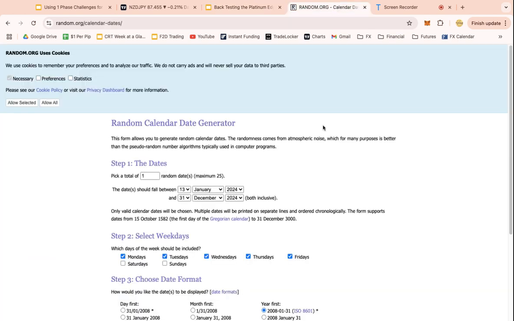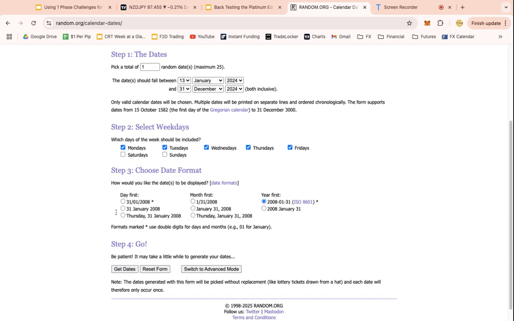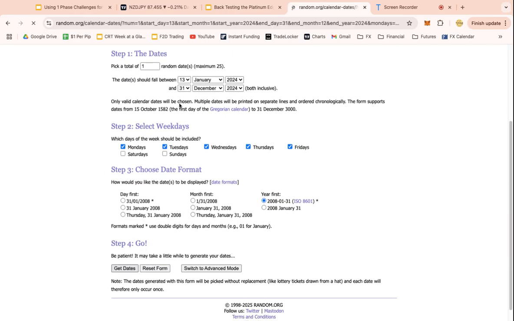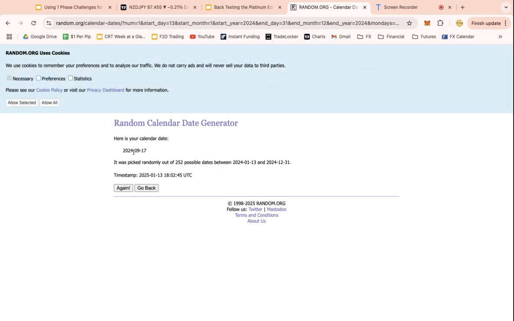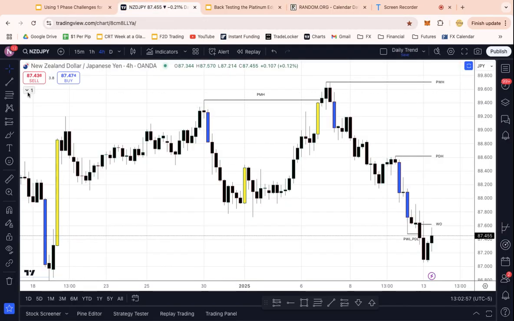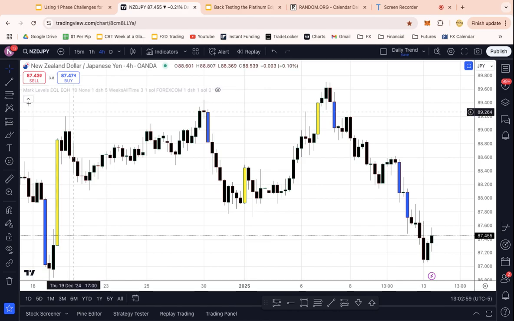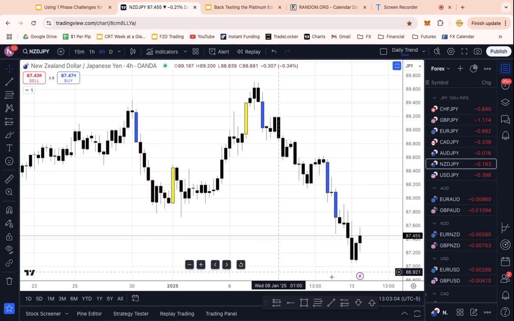So I'm going to pick a random day. So I'm on my random date generator here. So let's go ahead and get a date here. Just a random day. September 17th. So here we go. That's it right there. So I'm not cherry picking here. Okay, September 17th. So I'm on New Zealand yen because why not? I am a currency trader. This does work in all markets, but let's see here.